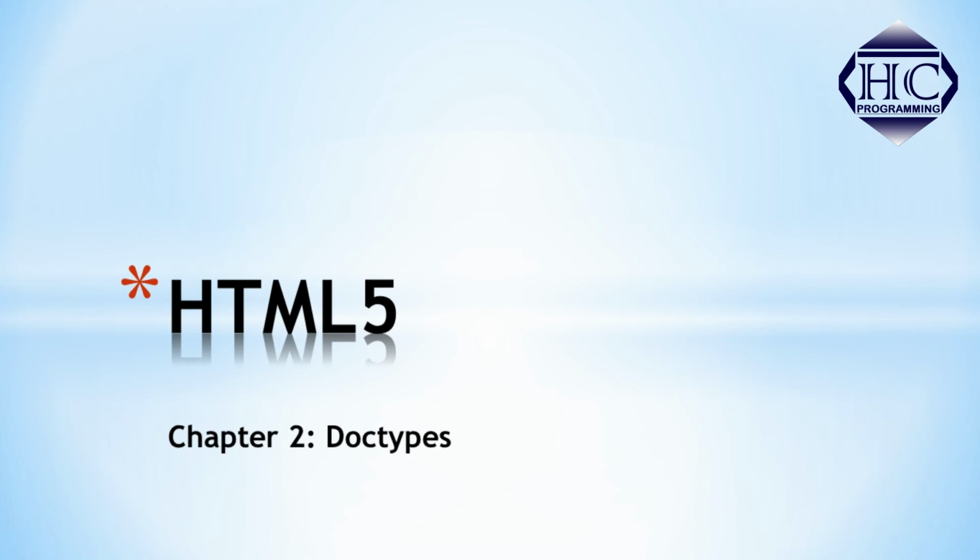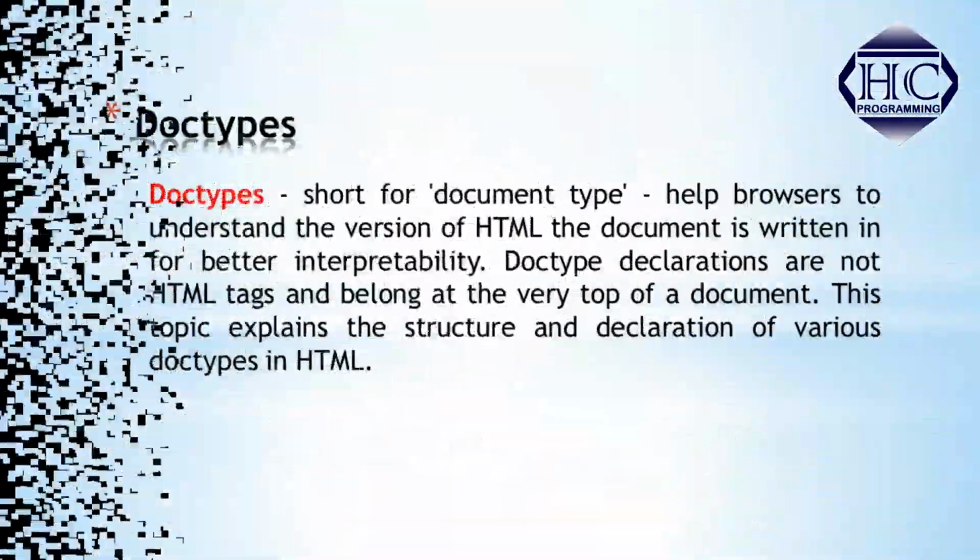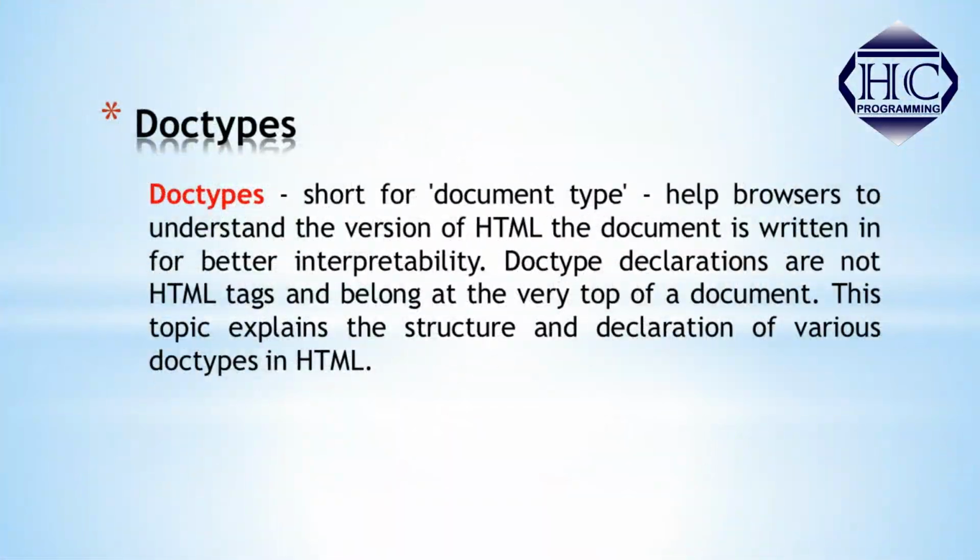HTML5, Chapter 2, Doctypes. Doctypes, short for document type, help browsers to understand the version of HTML the document is written in for better interpretability. Doctype declarations are not HTML tags and belong at the very top of a document. This topic explains the structure and declaration of various doctypes in HTML.